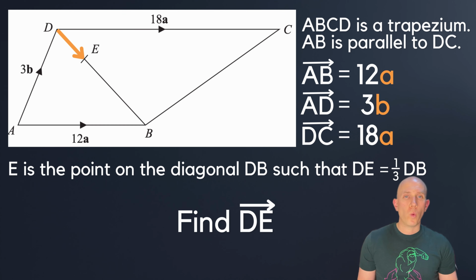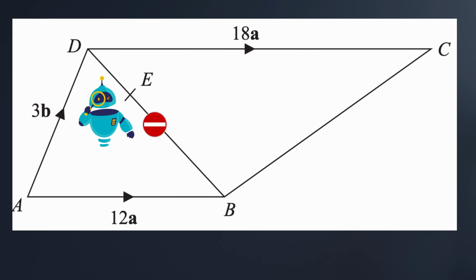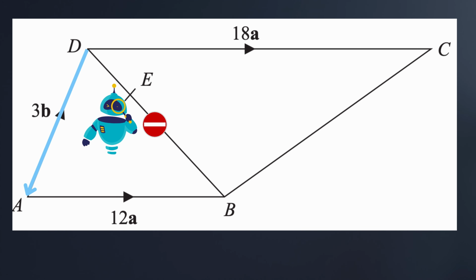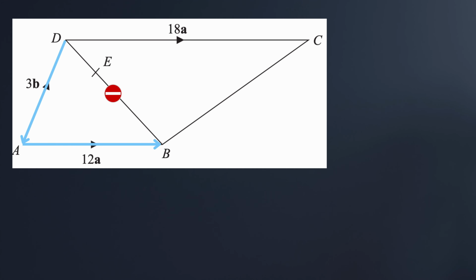As before, we don't have a direct route. We're going to have to divert to A. So we're going to go DA, and then from A to B. As before, we're going to add those two vectors together, but just remember, because we're going against the direction from D to A, instead of using 3B, we're just going to use negative 3B.